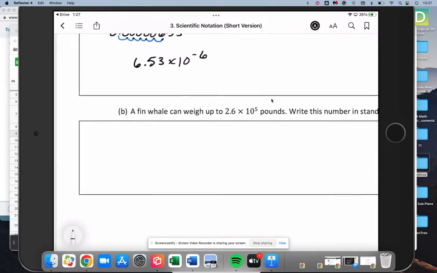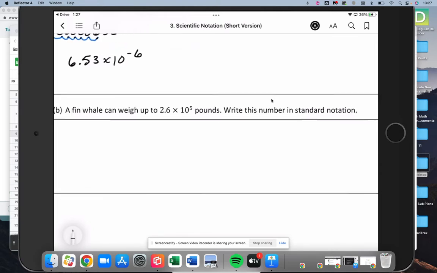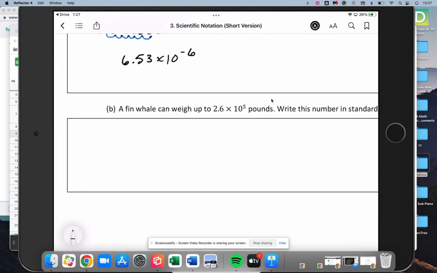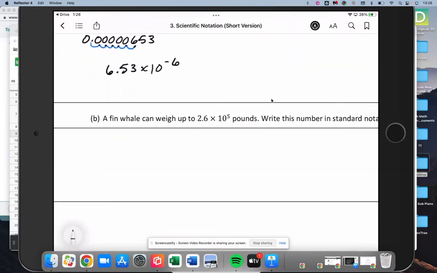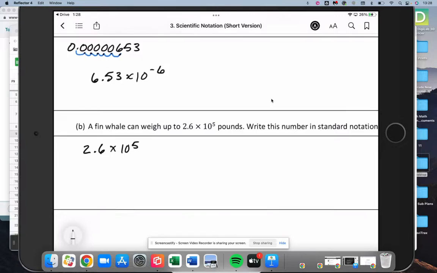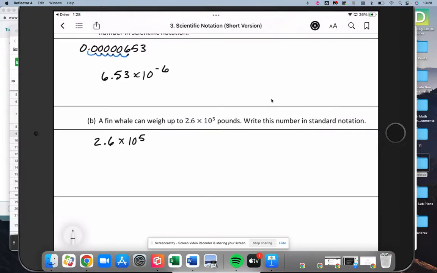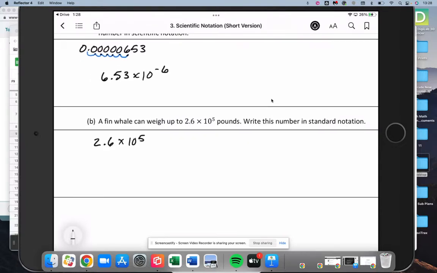Similar with part B right here. Standard notation, we're going to be changing this like I did in my test up here from scientific notation to standard notation. So 2.6 times 10 to the 5th. Basically what that means is to get to the original number, or to standard notation, we need to move that decimal place 5 slots to the right. So we will take 2.6 and go to the right 5 spots.